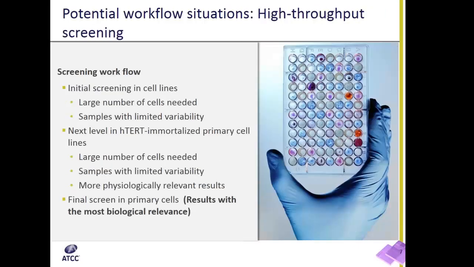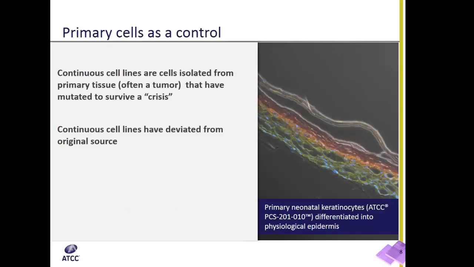In the screening situation, you may want to start with a continuous cell line, as they are easily expanded to large quantities with limited variability and can be done at a low cost to screen a library or a large number of biomolecules. As you screen out biomolecules, you may then want to move to a model with more biological relevancy, like hTERT immortalized primary cells, to have more predictive results because of better biological relevancy. Now, with a smaller pool of biomolecules to screen, you can then move to primary cells, which offer the most biological relevance in vitro.